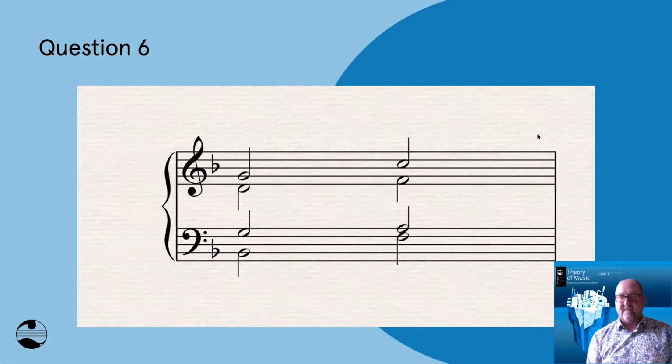What have we got here? Some of you are sort of on the right track. Again, I'll say, consider the outside voices. I'm trying to be kind, but I'm also trying to make you think. The outside voices. What are the outside voices doing? And of course, when I say outside voices, I mean soprano and bass. Now, this is not a cadence. It's actually just a progression of one chord to the next. This is as you would find in a normal harmonization.